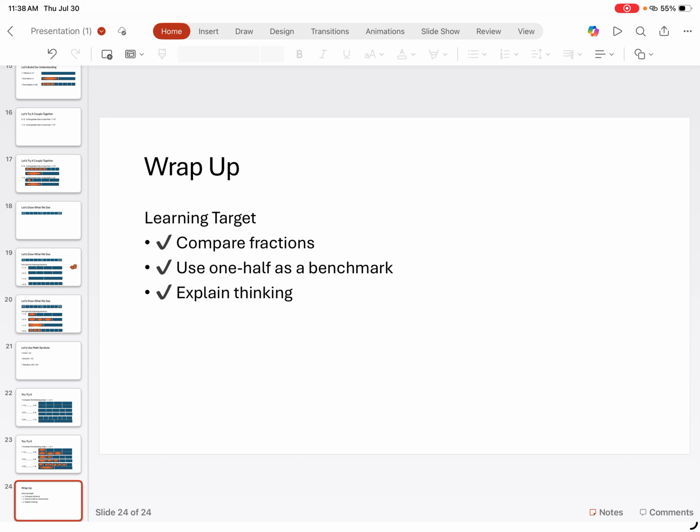Today you learned how to compare fractions using 1/2 as a benchmark. More importantly, you explained your thinking using mathematical language. Remember, mathematicians don't just find answers, they ask questions, they look for patterns, and they explain their reasoning. The next time you compare fractions, ask yourself if this fraction is less than 1/2 or greater than 1/2, or is it exactly 1/2? If you can answer that question and explain why, you're thinking like a mathematician.